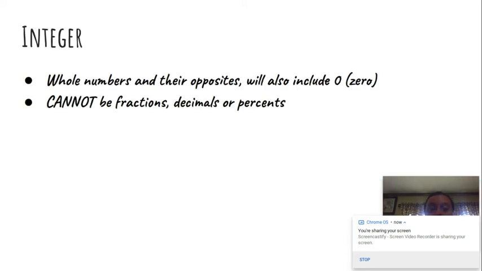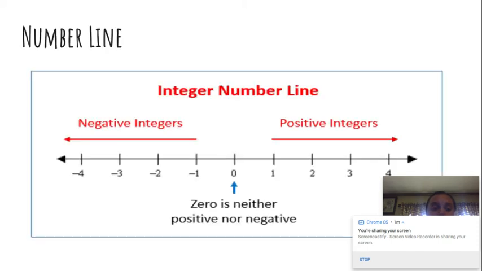So integers. An integer is a whole number and their opposites. This will also include 0. Integers cannot be fractions, decimals, or percents. Remember, whole numbers are like your counting numbers. So 1, 2, 3, 4, 5, anything that you can count, no halves or anything like that, that will be your integers. On the number line, you can see all your positive integers are on the right.